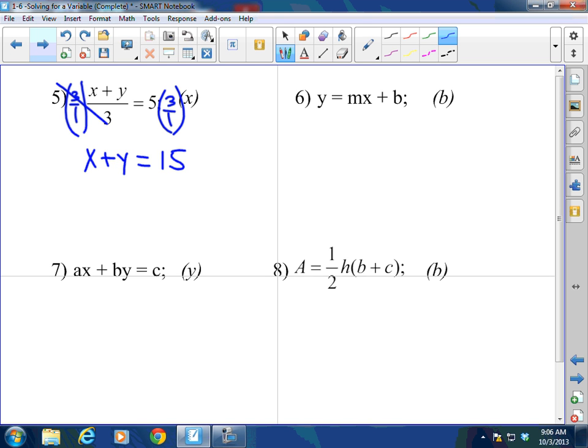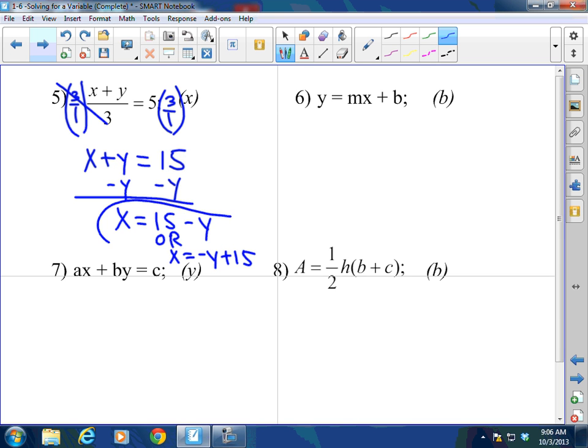And now how do I get my x alone, my man? That's exactly right. You subtract y to both sides. X equals, you could go either way. You could go 15 minus y, or you could go x equals negative y plus 15. Doesn't really matter either way. What you got to make sure of, though, is that that y stays negative, regardless of how you write it.